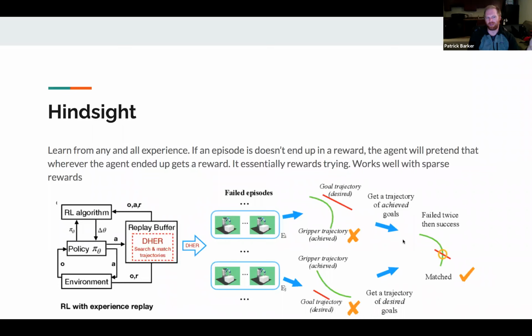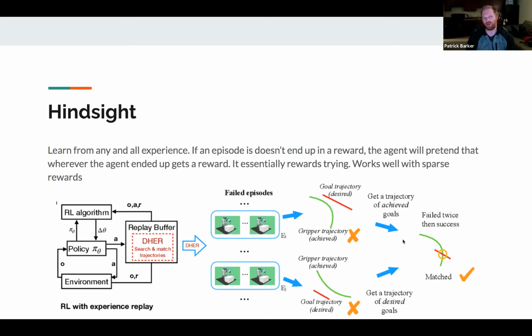There's another algorithm called hindsight. And in hindsight, you basically learn from any and all experiences. So this is really useful when there's an environment with sparse rewards. So often in robotics, you have very sparse rewards. So it's like, you know, take this thing and put it in here. And there's just so many actions you can take. The space is so wide that, in order to get to that place, a lot of times the robot will fall into a place where it just never gets a reward and never learns anything.